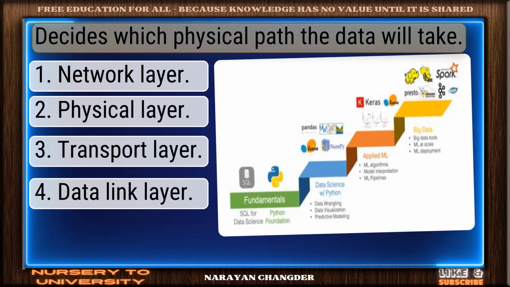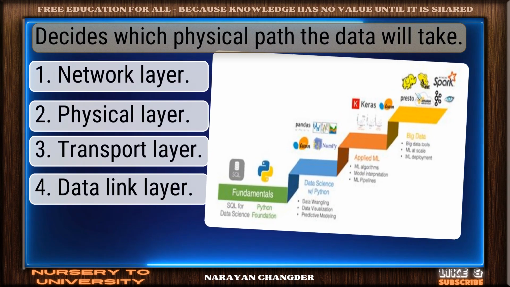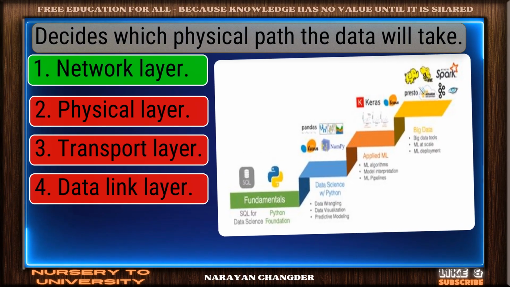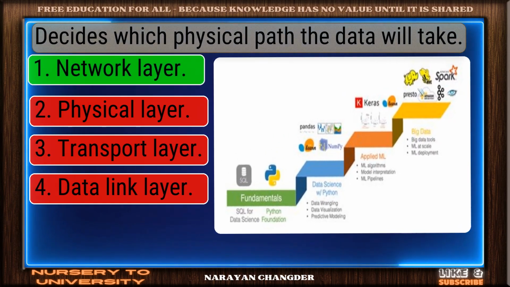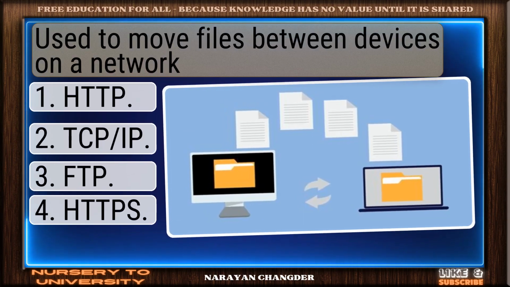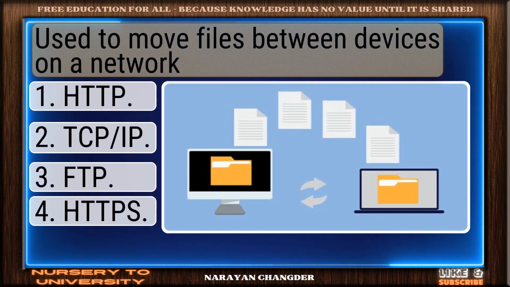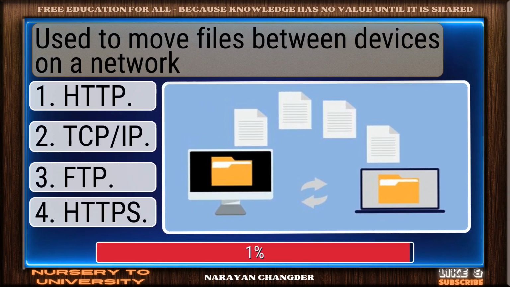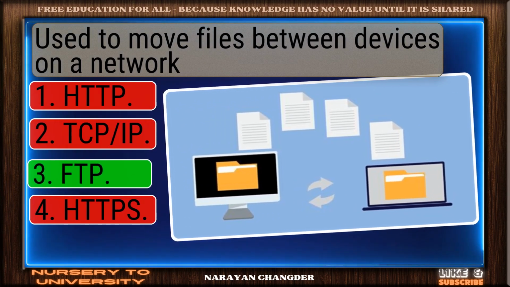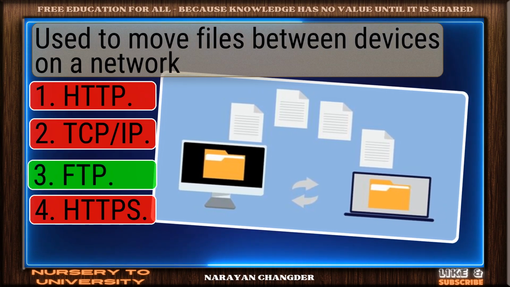Question number 33. Decides which physical path the data will take. Correct response. Network layer is the most accurate answer. Question number 34. Used to move files between devices on a network. Well done. FTP is the right choice.